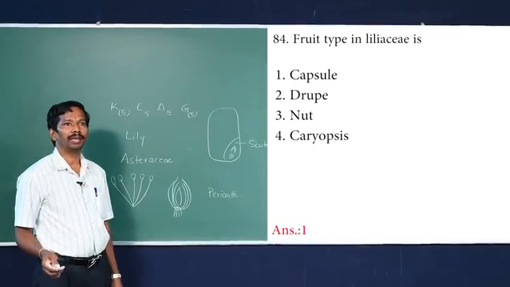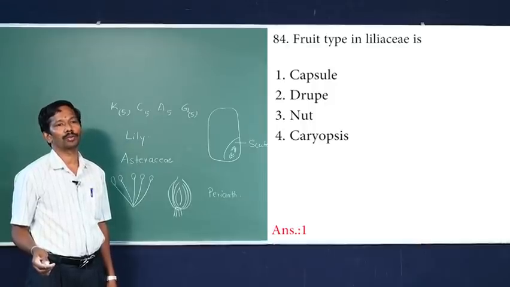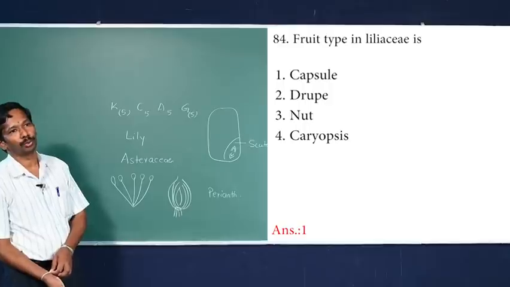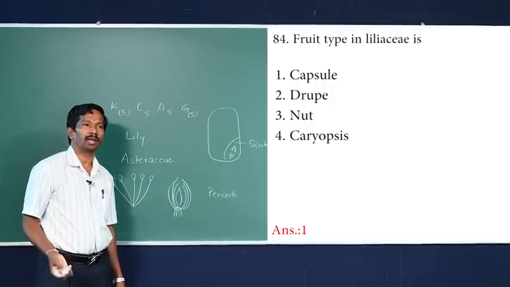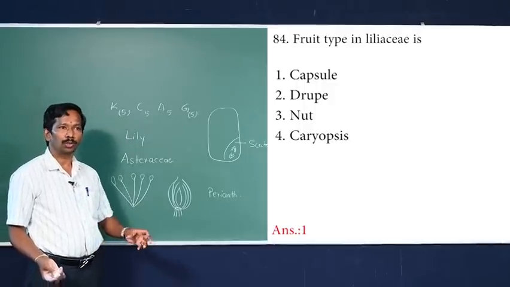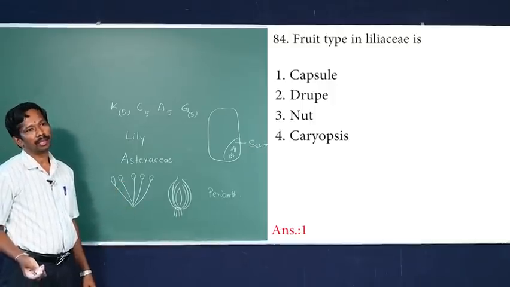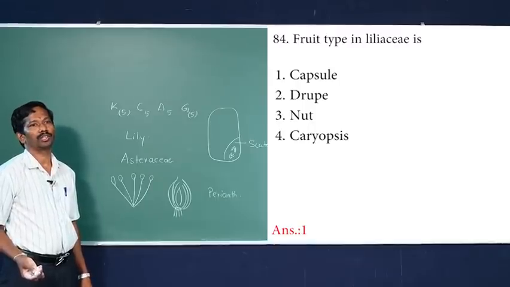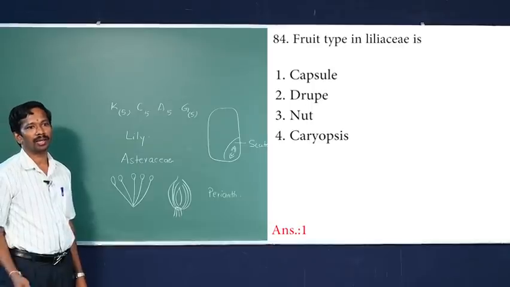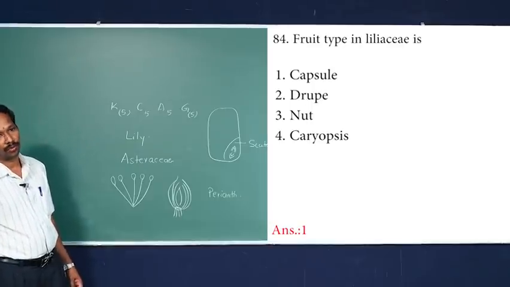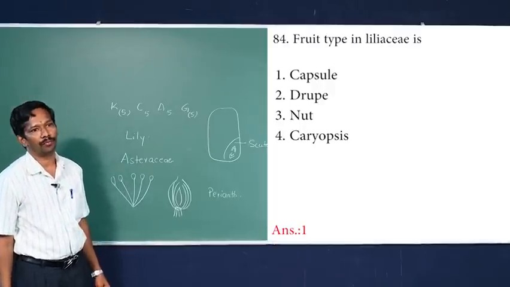84. Fruit type in Liliaceae is option number 1 capsule, option number 2 drupe, third option nut, fourth option caryopsis. The answer should be capsule, derived from a tricarpellary, syncarpous and trilocular ovary with axile placentation, which splits open along all the sutures, releasing seeds outside. So it is a type of dry dehiscent fruit, compared to fleshy fruits represented by drupe. And nut is a dry indehiscent fruit, so it's not represented, as in the case of cashew nut. Caryopsis in the case of paddy and wheat is once again a dry indehiscent fruit. So the answer should be 1 for 84.